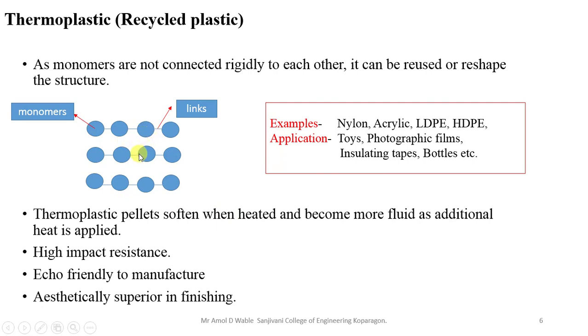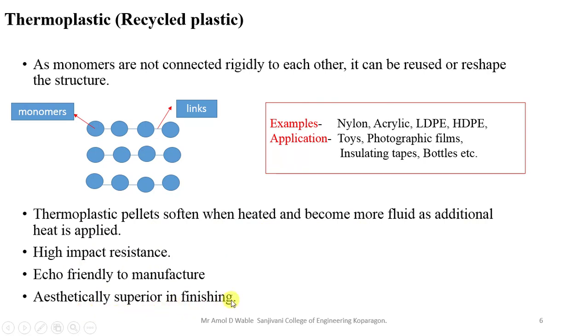Due to that reason, you can recycle these parts, or you can heat it and give it whatever shape you want any number of times. As monomers are not connected rigidly to each other, the structure can be reused or reshaped. Thermoplastic pellets soften when heated and become more fluid as additional heat is applied. It has high impact resistance, is eco-friendly to manufacture, and is aesthetically superior in finishing.